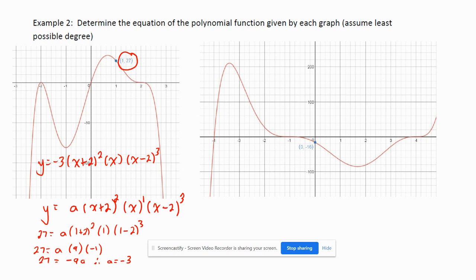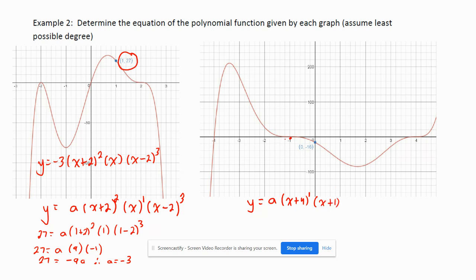For the second one, similar process. We're going to start. We don't know what the leading coefficient is, so I'll leave that as an a. We have x plus 4. So if the x-intercept is negative 4, that means the corresponding factor is going to be x plus 4, and we have a multiplicity of 1. Our next zero is negative 1, so that means we have x plus 1.